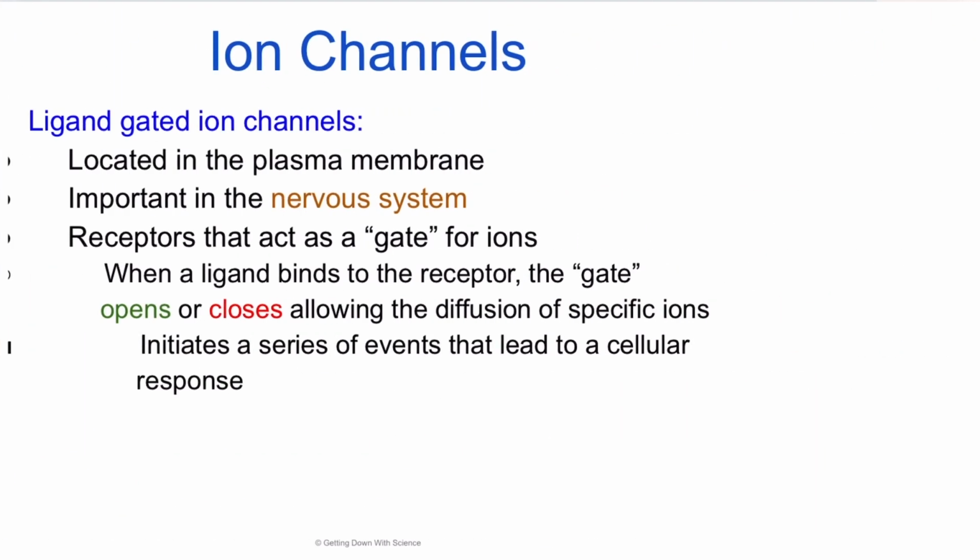Our second type were ligand-gated ion channels. These are going to be located in the plasma membrane, which makes sense because we're talking about external ligands here. And these are very important to the nervous system. They act as gates for ions. That makes sense because this is ligand-gated ion channels. Ion channels allow the movement of ions. And the fact that it says ligand-gated, gated means that you can open or close. And ligand is going to be your molecule that's going to bind. So when a ligand binds to the receptor, the gate opens or closes, which allows diffusion of specific ions. So this is going to initiate events that can lead to a cellular response.